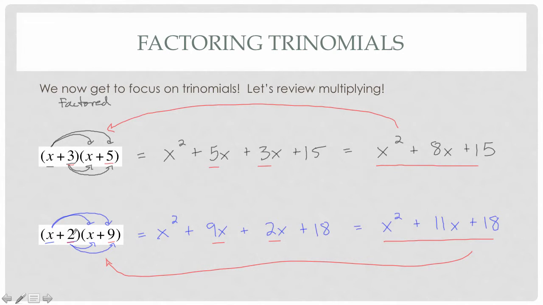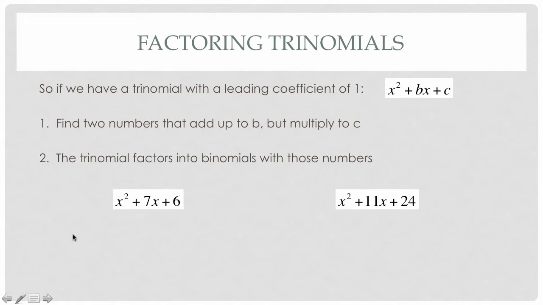In fact, that leads us into how we factor these types of trinomials. If I have a trinomial, that's 3 terms, then the leading coefficient is 1, which means that x squared has no numbers in front of it, just the 1x squared. Then those are pretty straightforward to factor. What I need to do is find two numbers that add up to whatever my middle term b is, but yet multiply. The same two numbers need to multiply to equal c. If I can find those two numbers, boom, I'm factored.